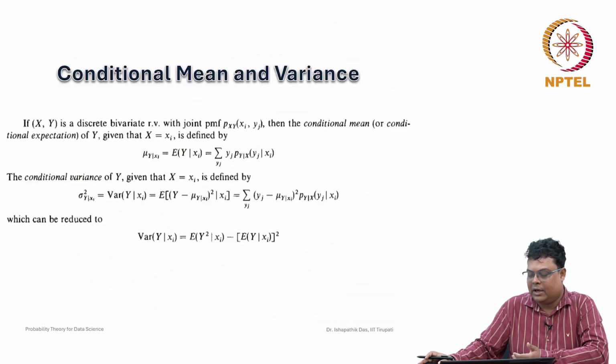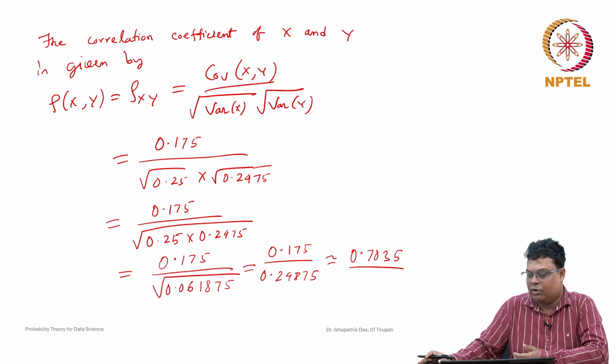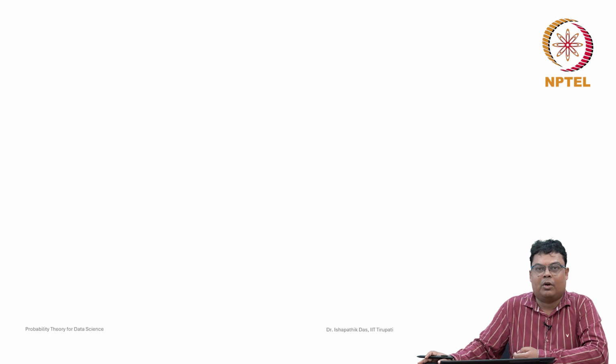Here you can see that if this is correct, then the correlation coefficient is positive. Whenever the correlation coefficient is positive, we say that x and y are positively correlated. If it is negative, then x and y are negatively correlated. And if it is close to 0, then we say x and y are uncorrelated. So this is the concept of covariance and correlation coefficient and the interpretation. I hope you followed it and understood it very clearly.